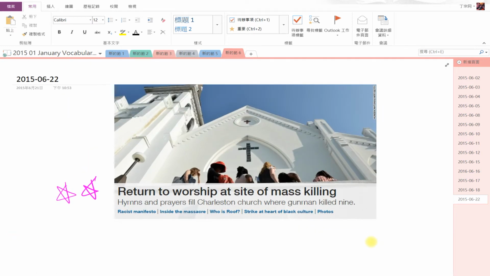好的，那今天一样，我们有两个单字，大家听听看，尝试利用听的方法把这两个单字写出来。Let's start the two vocabulary for today. And let's go for the first one. Worship. And second vocabulary of the day, mass.